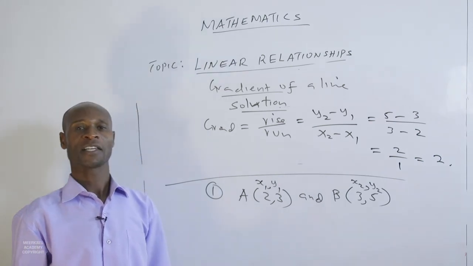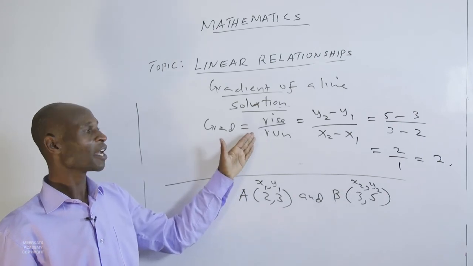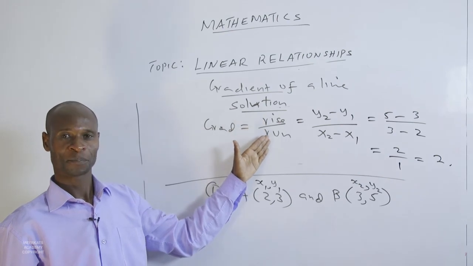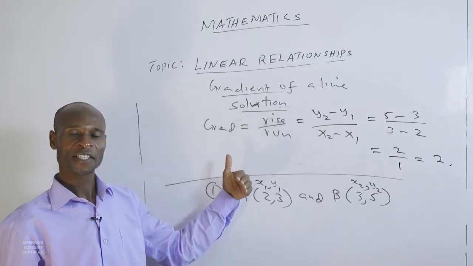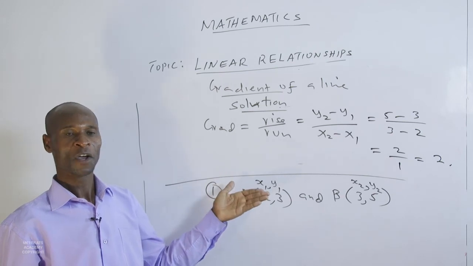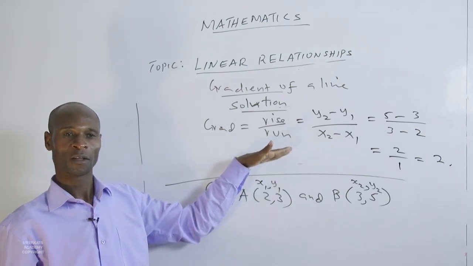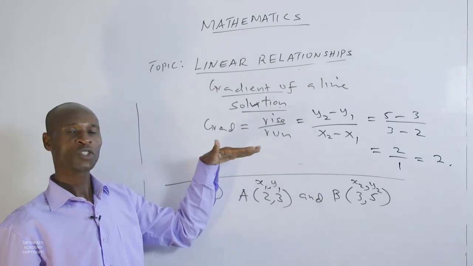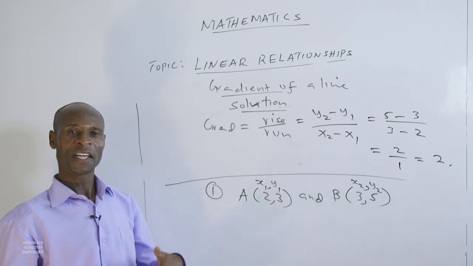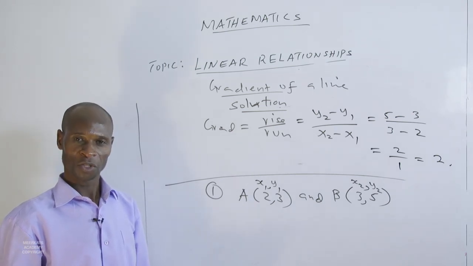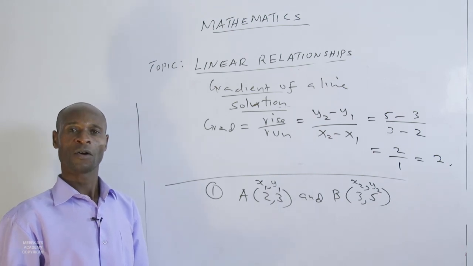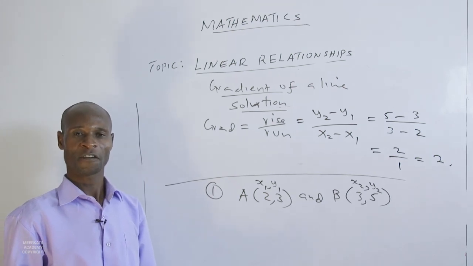So in summary, the major thing is to understand the formula. Gradient is given by rise over run. Then we need to know that the rise can either be positive or negative, but the run, which is the horizontal distance between the 2 points, is always positive. It's also very important to know that the gradient is expressed as a proper simplified fraction or as an improper fraction, but should never be expressed as a mixed fraction.